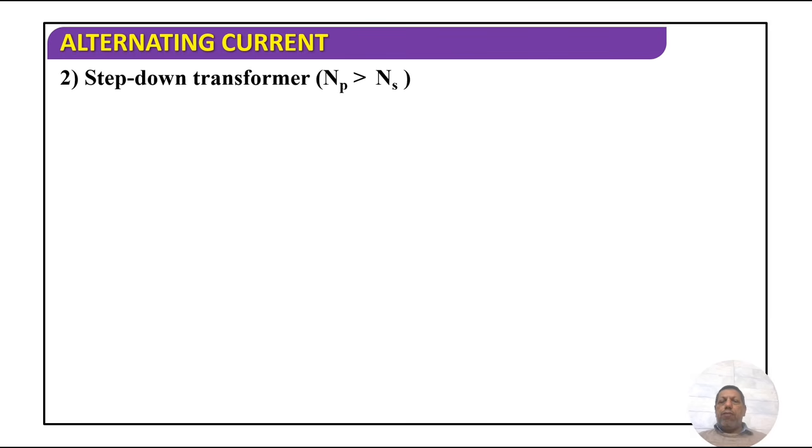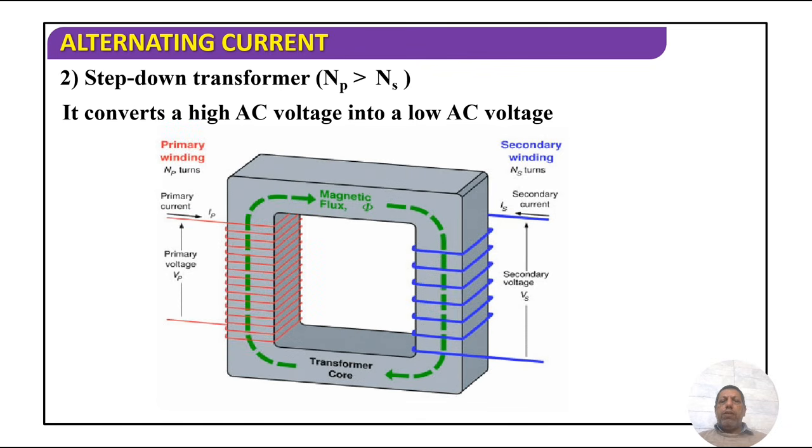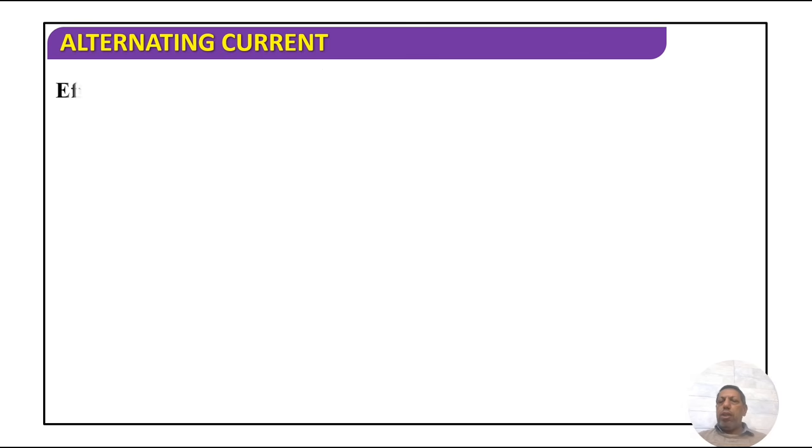Then step down transformer, in which number of turns in the primary are more than the number of turns in the secondary and the voltage across the primary is greater than the voltage across the secondary and the current in the primary is less than the current across the secondary. It converts a high AC voltage into a low AC voltage as shown in this figure.